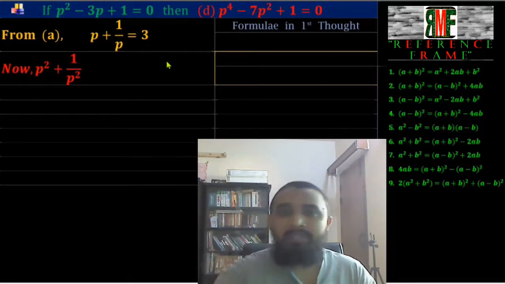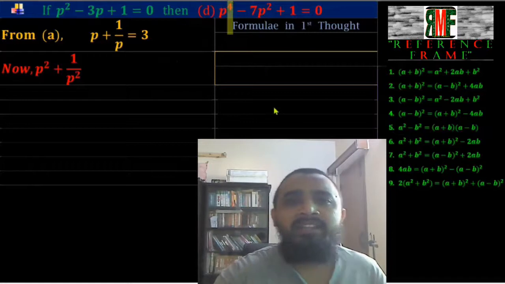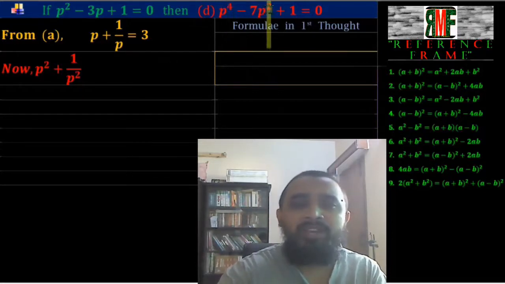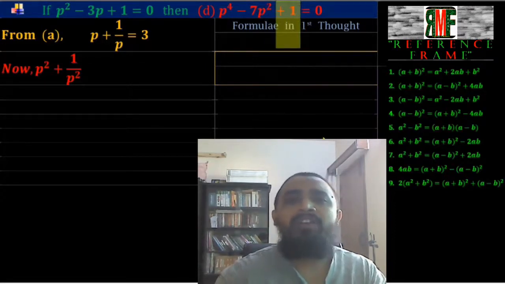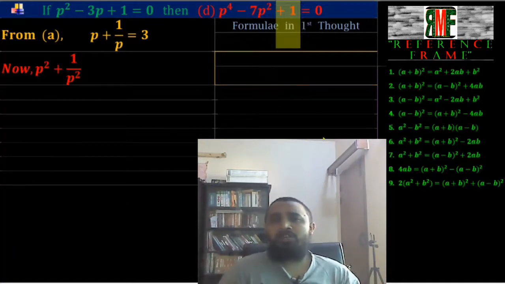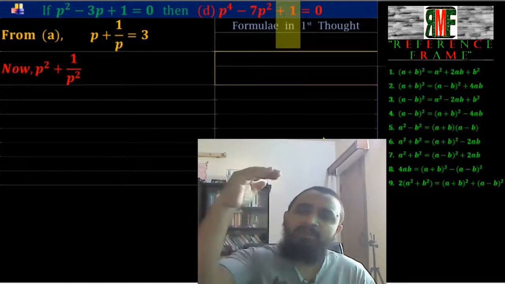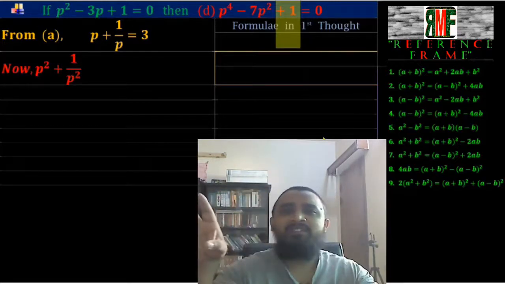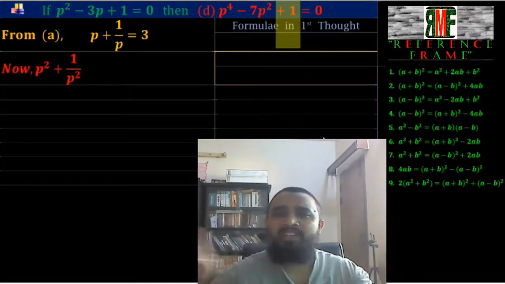But which one? For this kind of problem, look at the index here. For p, the index is 4. In the second term, the index is half, and in the last term the index vanishes, disappears. So for this kind of problem, just look at the indices: the maximum index, then half of the index, and then the index vanishes.